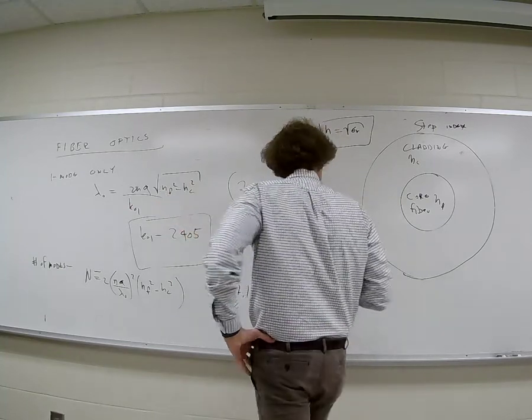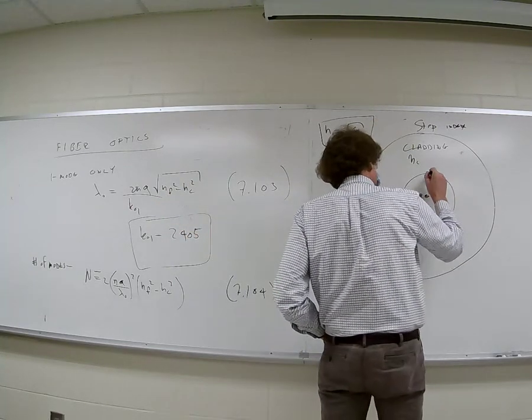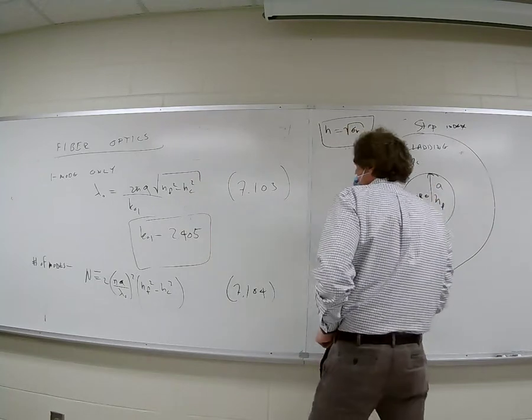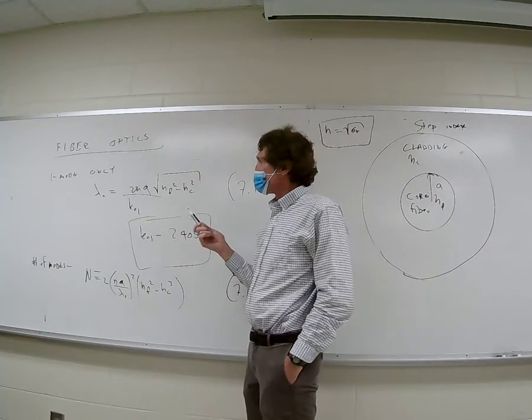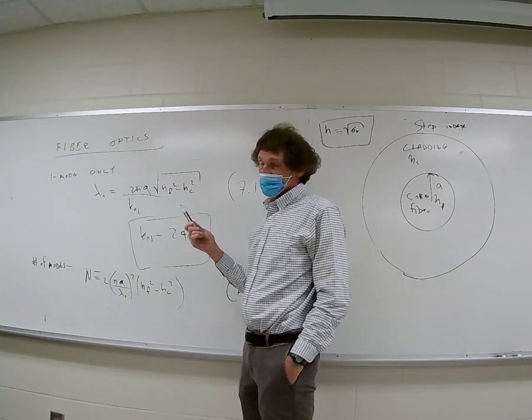Now A is the radius. I didn't put that here, but this would be A. It's the radius of the inner core for the fiber. Now this is the equation for it. I'm going to explain something about this equation in a second.